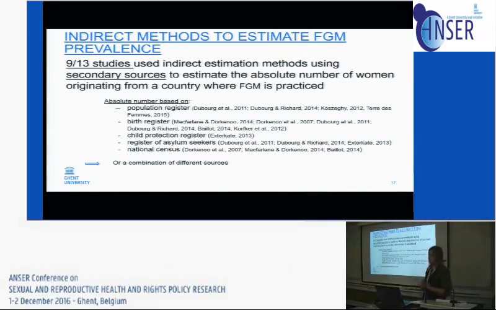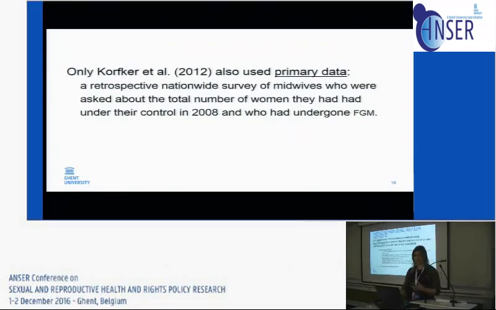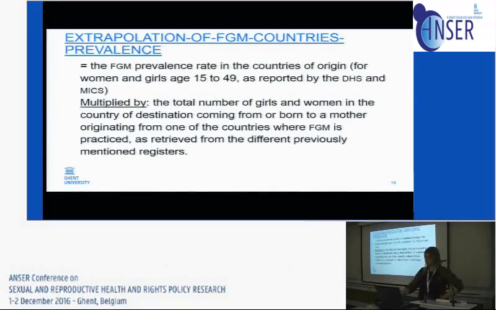What they did was they looked at different kinds of registers, like for example population registers, birth registers, and so on. They might have used one register, but they also sometimes used different kinds of registers and combined the information. There was only one study from 2012 that used primary data, from a study they did before, but actually there was also indirect information because they asked midwives how many women with FGM they had encountered. So they were no direct estimations.